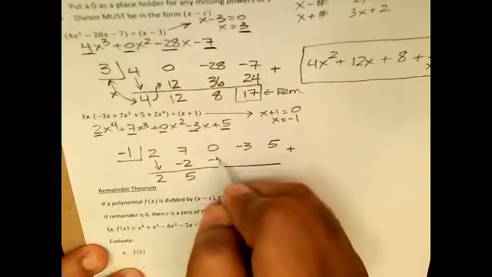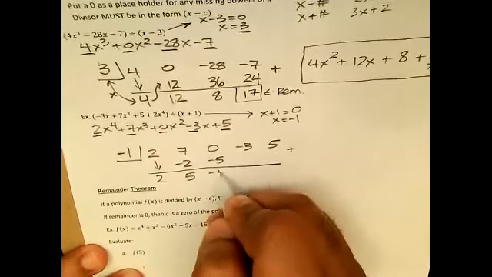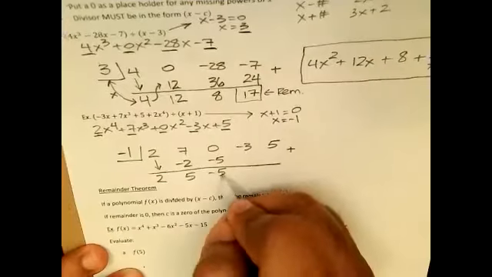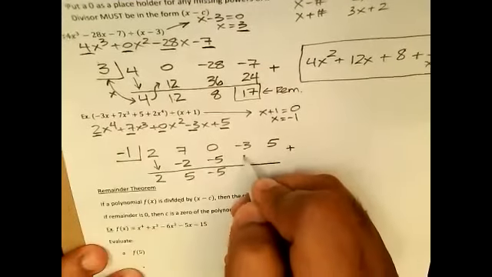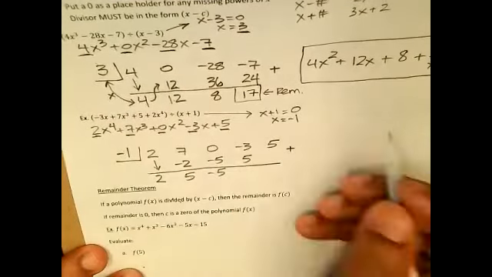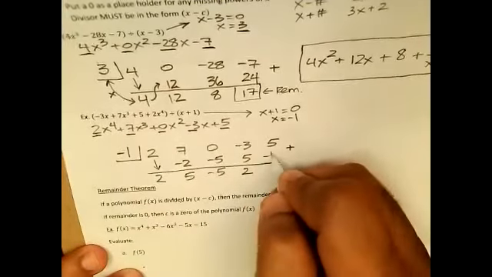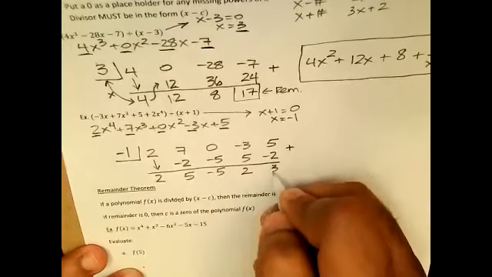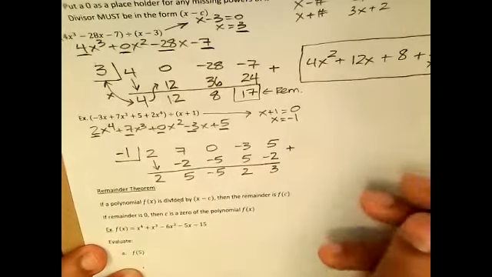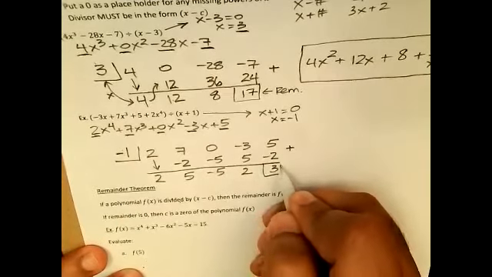5 times -1 is -5. 0 plus -5 is a -5. -5 times -1 is a +5. -3 plus 5, that will give me 2. 2 times -1 is a -2. 5 plus a -2 is 3. 3 is the last number.